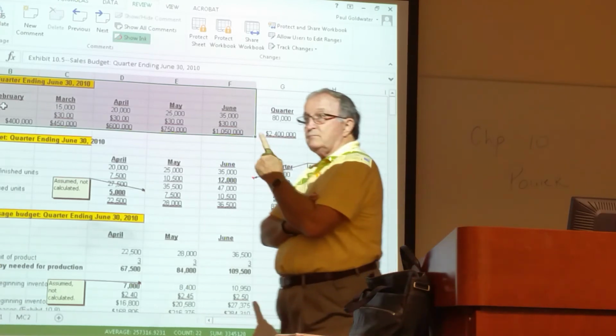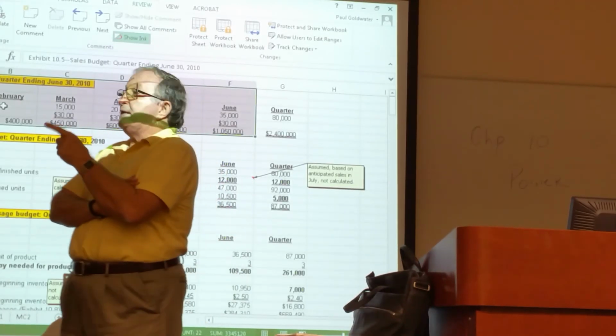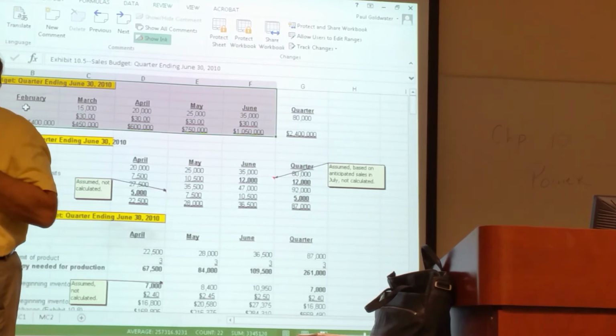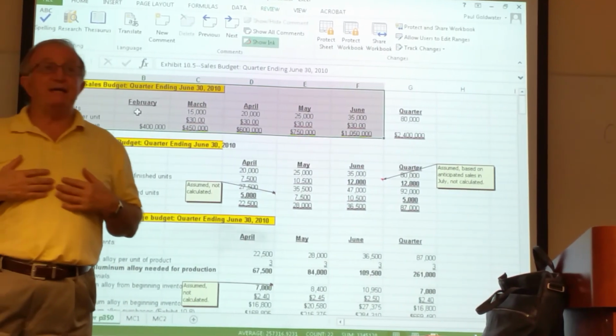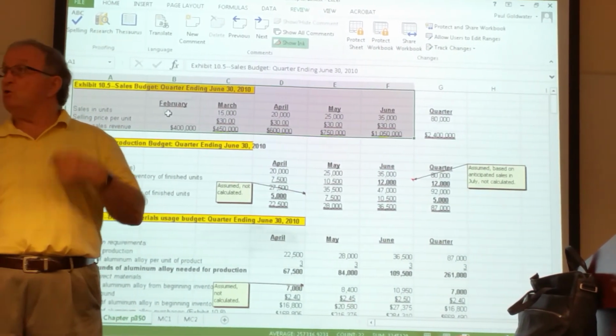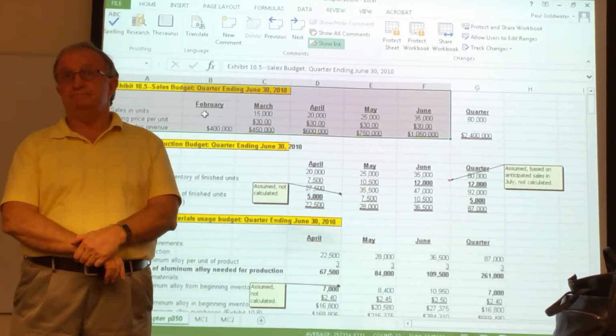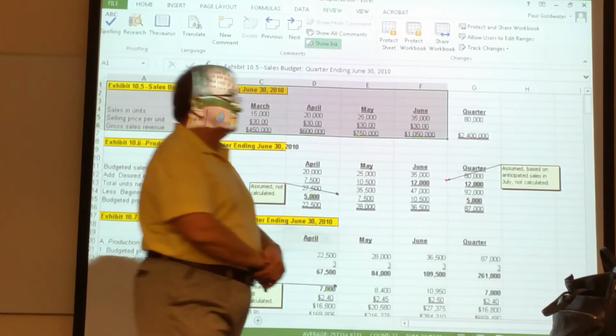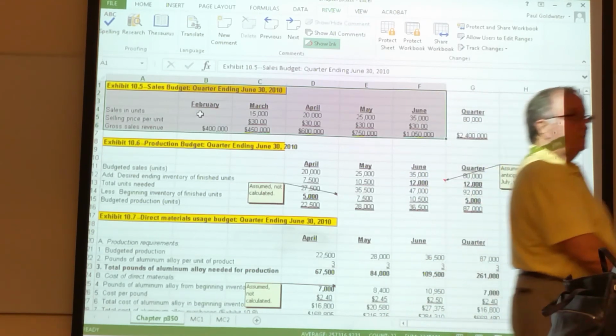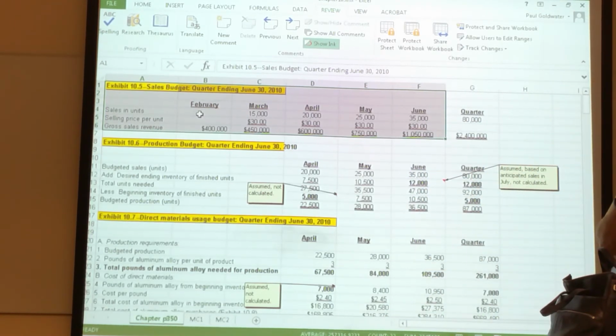First reason, it compels, this is the word in the chapter, it compels managers to communicate and coordinate. Compels. The word compel means make you do something, right? It forces you to do something. So the word in the chapter is compels managers to communicate and coordinate.